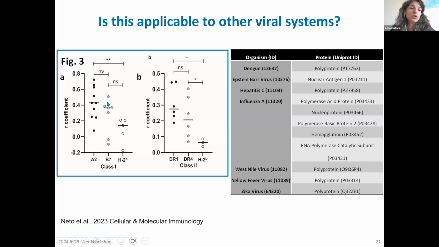Here, as I show you, is the general correlation when you compare all human data, specifically comparing with A2 and B7, which are the most frequent transgenic mice in H2B. What you can see is that although there is still a weak positive correlation, in general, A2 transgenic seems to have a better performance in representing the human data. In the context of class 2, the same applies, with DR1 probably having a slightly better performance.